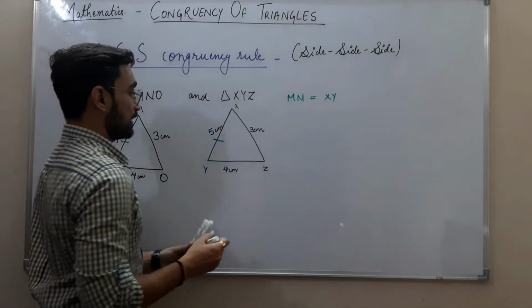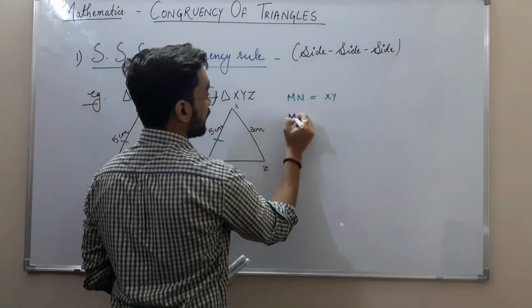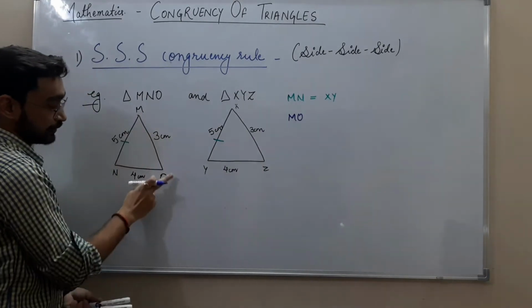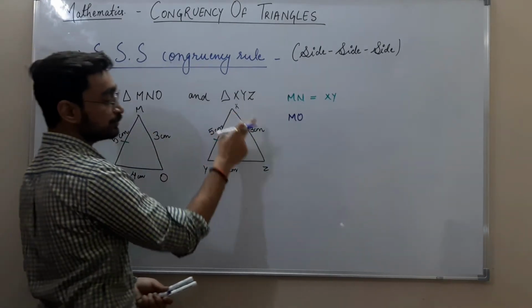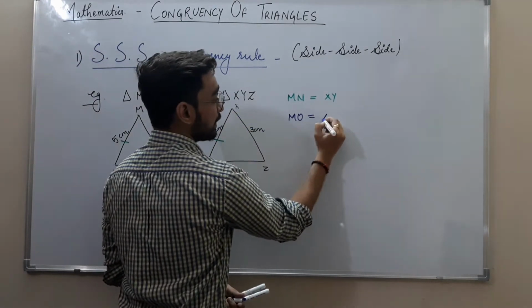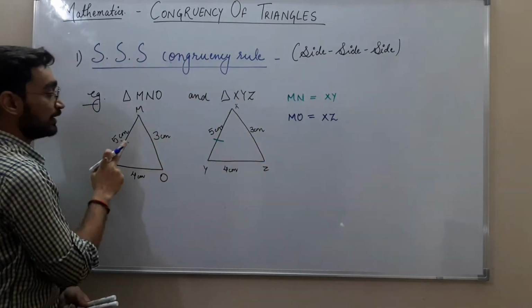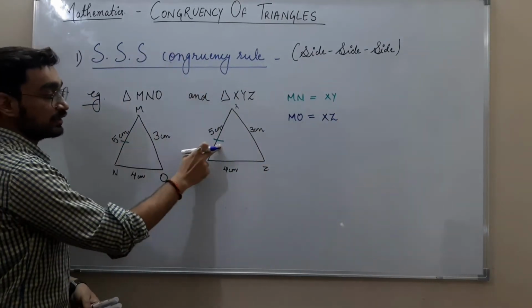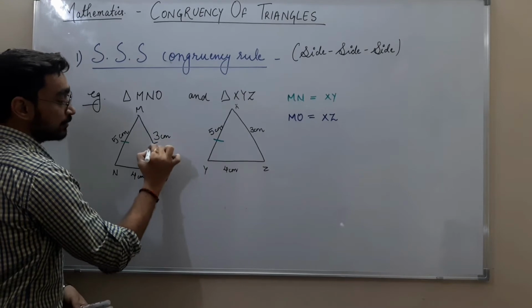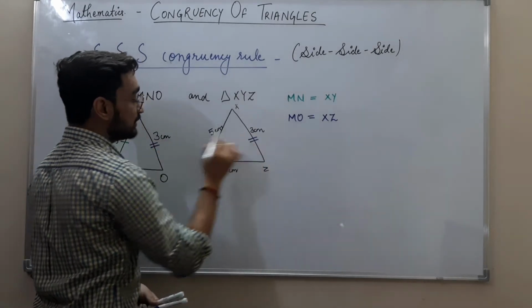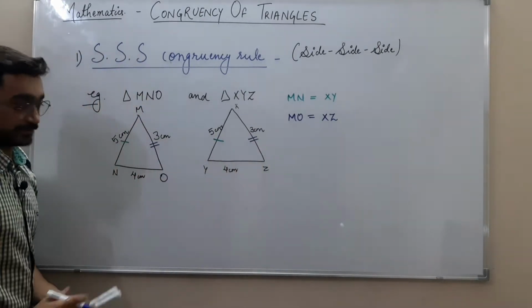Second thing, can I say that MO is equal to, very good, XZ. I have already indicated those two lines with a single dash, so I will indicate this by two dashes. That means these two lines are equal to each other.